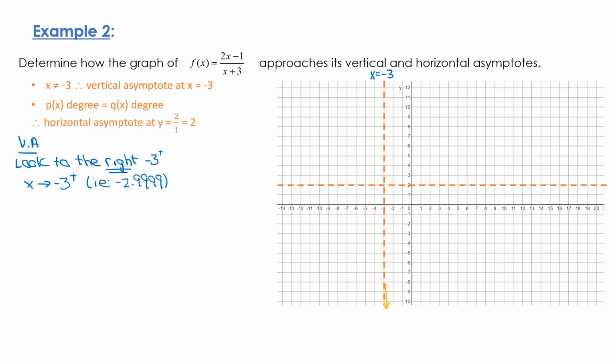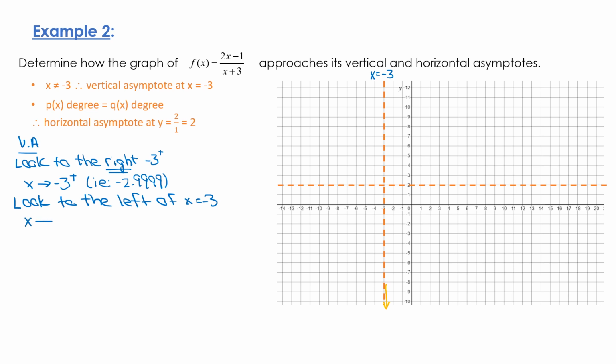Now let's do the same thing. If you're not getting it, you don't understand where that came from, it's okay. We're going to try again. This time we're going to look to the left of our asymptote, which is at x equals -3. So just to the left of it, we write that as x approaching -3 from the left.